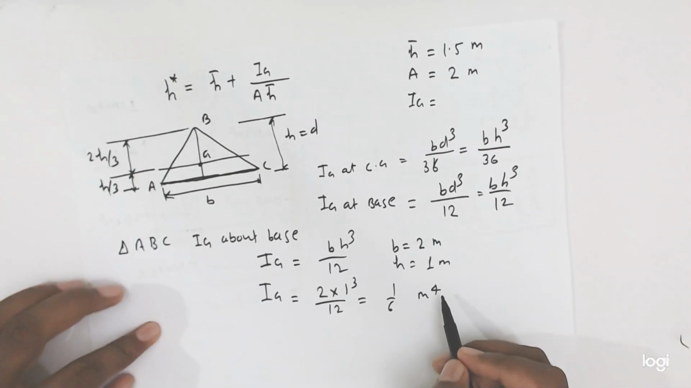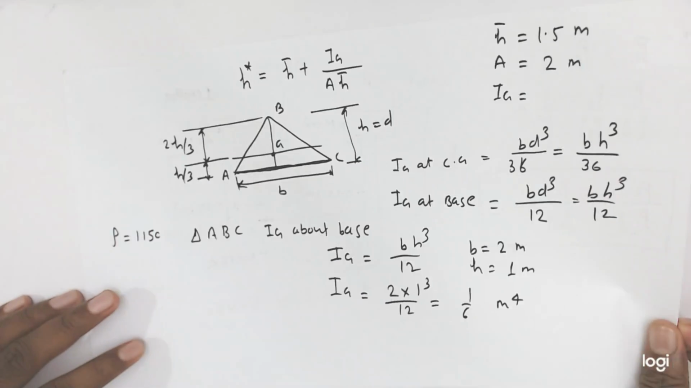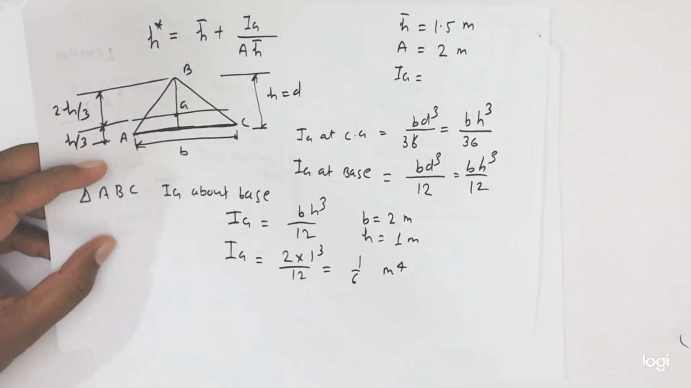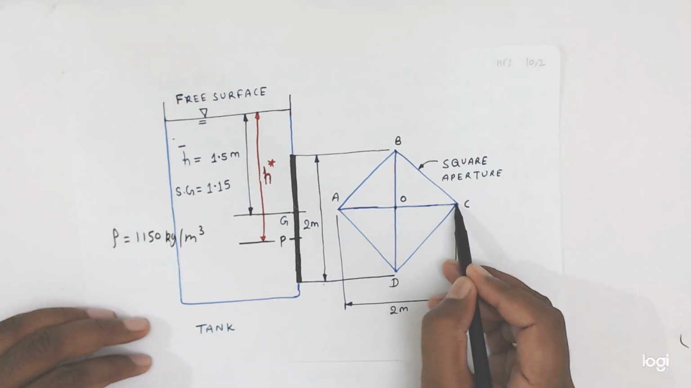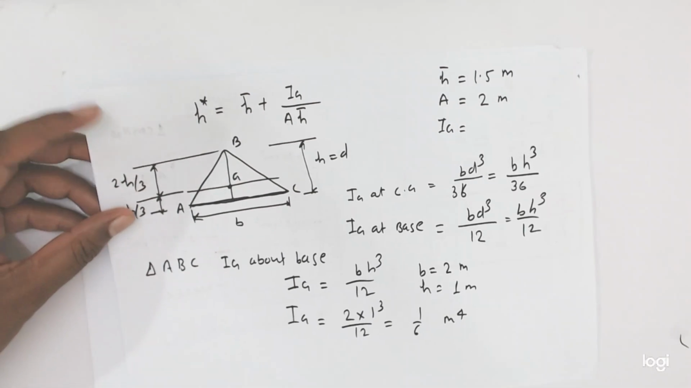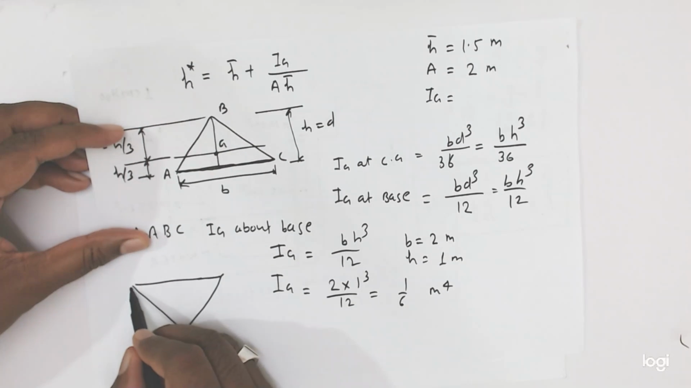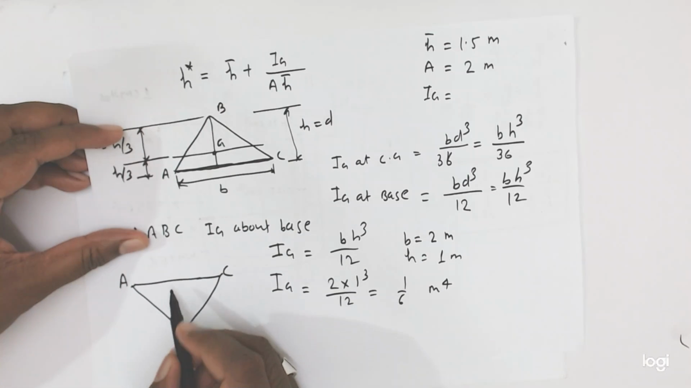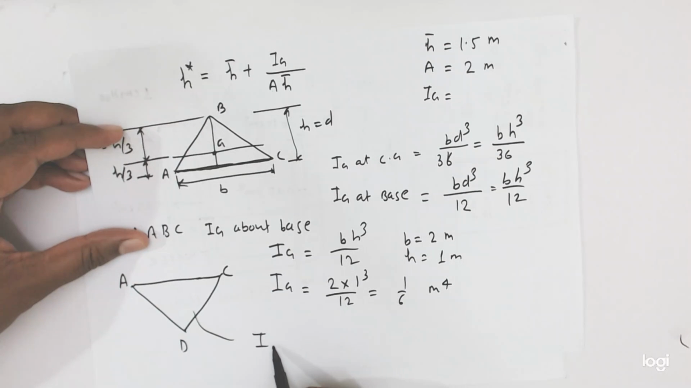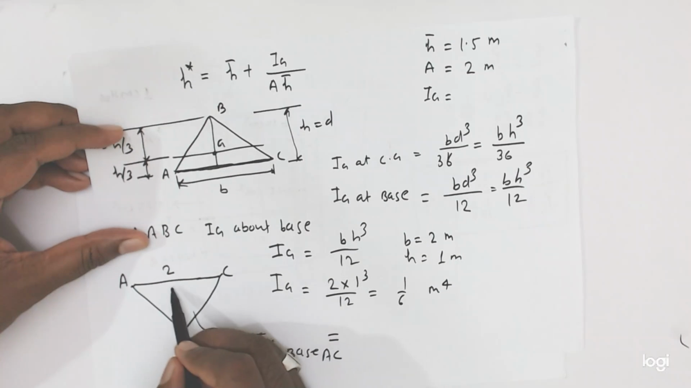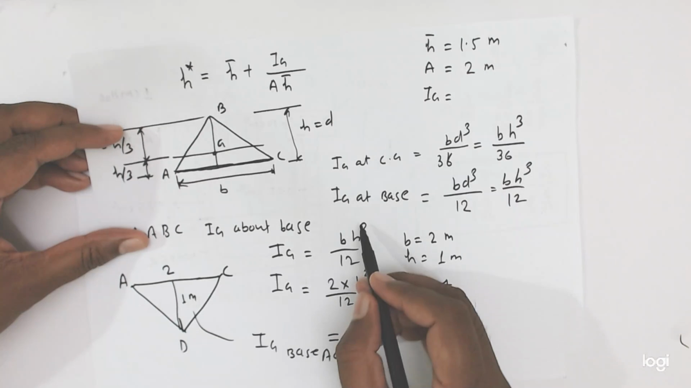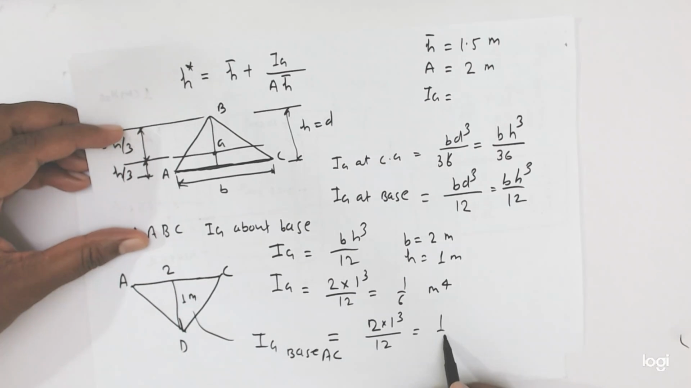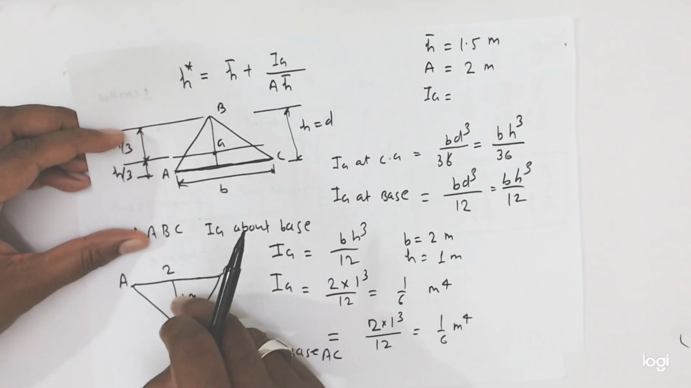Similarly, friends, for the lower part also the same thing is there. This is the b and this is the height. So the same will come. For this triangle also, if you take the moment of inertia about base AC, this is 2 meter and this is 1 meter. So it will come 2 into h cube by 12, equal to 1 by 6 meter to the power 4. So we will add this, then we will get the total moment of inertia.